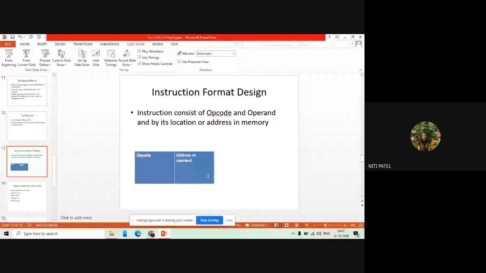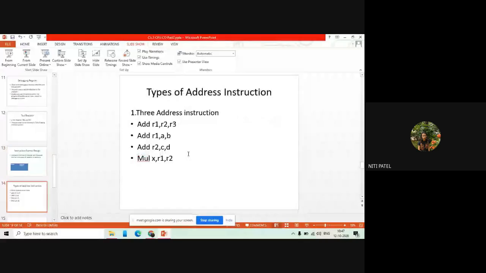Now let us see what types of instructions we have. We have three address instruction. Now what do you mean by three address instruction? We have three registers. Can you see that? R1, R2, R3. Therefore, it is called a three address instruction. Leaving aside the opcode, if I have three things inside it, it is called a three address instruction. Here I have three values, R1, A and B. Therefore, it is called three address.